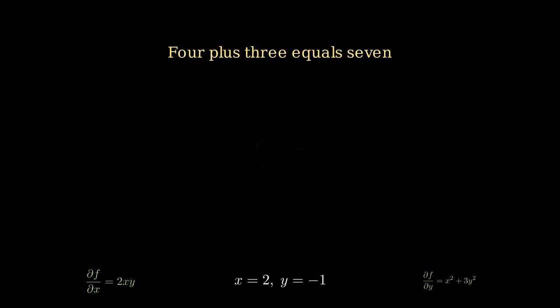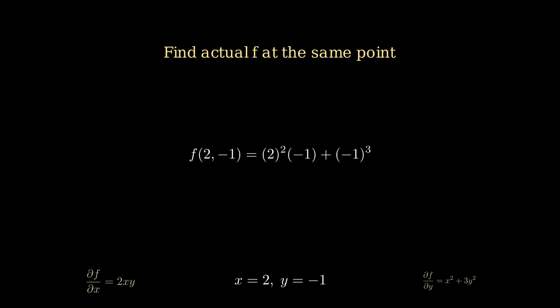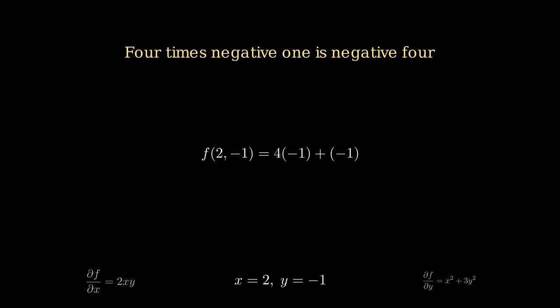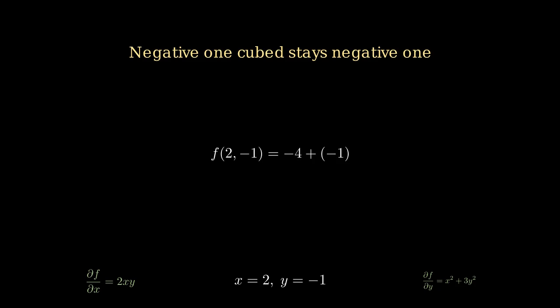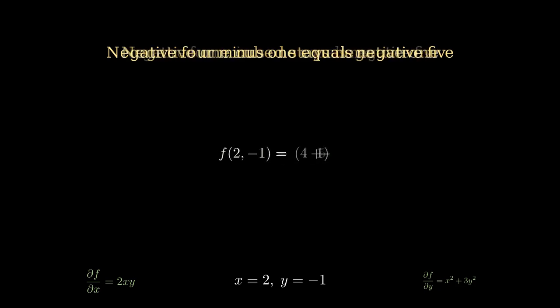Now let us confirm these numbers make sense against the original surface. First, find the actual value of the function at this point. x equals 2, y equals -1, f equals x squared times y plus y cubed, which is 4 times -1 plus -1, giving -4 minus 1, which equals -5.